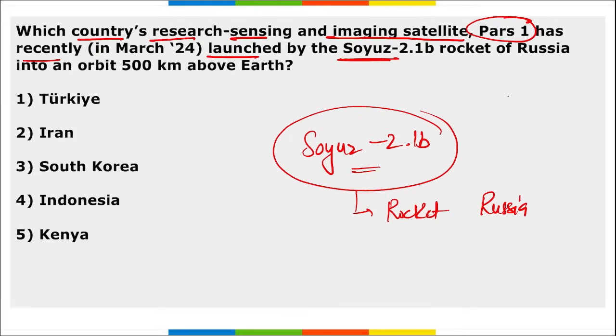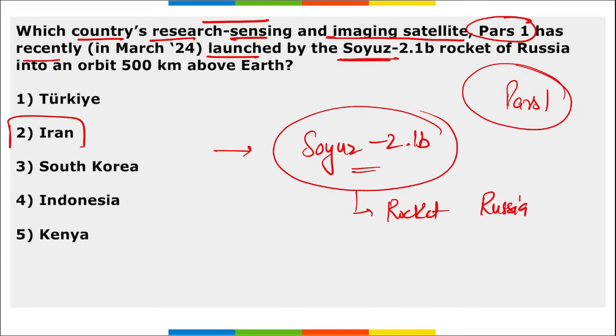Now the question is saying that this Pars-1 satellite, right? This is a remote sensing satellite and imaging satellite. Which country's satellite is this? This question is being asked to you. That was launched by the Soyuz 2.1b rocket of Russia. So this Pars-1 is of Iran.